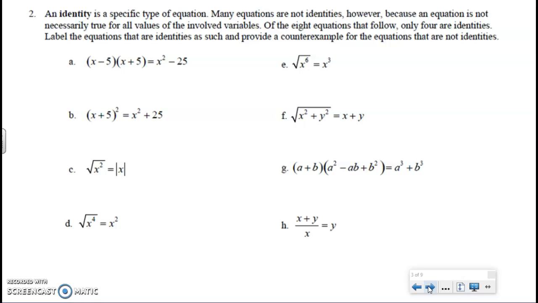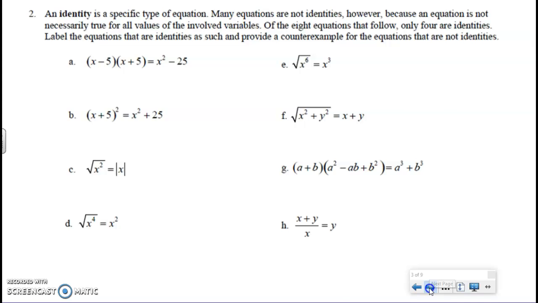Label the ones that are identities, and if they are not an identity, show a counterexample for when it would not work, to show it's not an identity. Some of these actually include some very common mistakes that we see in algebra, so be really careful with those. So 4 are identities, 4 are not, so give me an example of when it doesn't work.